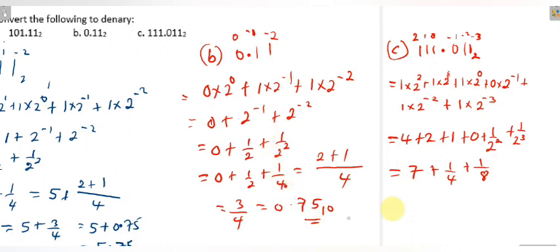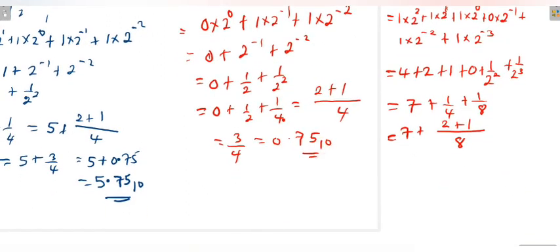Okay? So this will be equal to 7 plus, so we'll take the LCM of this, that's 8. 8 divided by 4 is 2, 2 times 1 is 2, plus 8 divided by 8 is 1, times 1 is 1. So this will be equal to 7 plus 2 plus 1, that's 3, all over 8. So I use the long division method to divide this also. So I'm going to have 3 divided by 8.